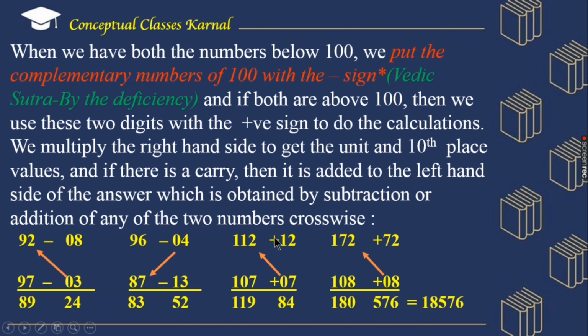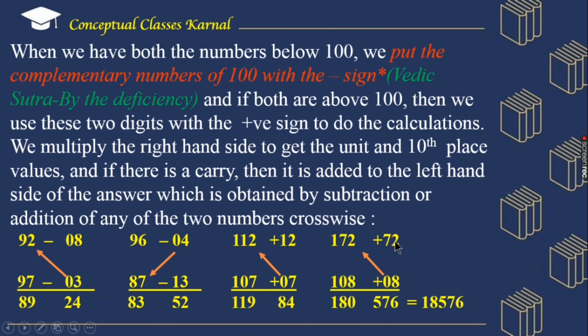Then the two numbers which are above 100, 112 and 107. The numbers on the right hand side would be plus 12 and plus 7. Multiply these two vertically to get 84, and for the left hand side we can either add 7 to 112 or 12 to 107, and we get the same left hand side of the answer, that is 119. So our answer is 11984.